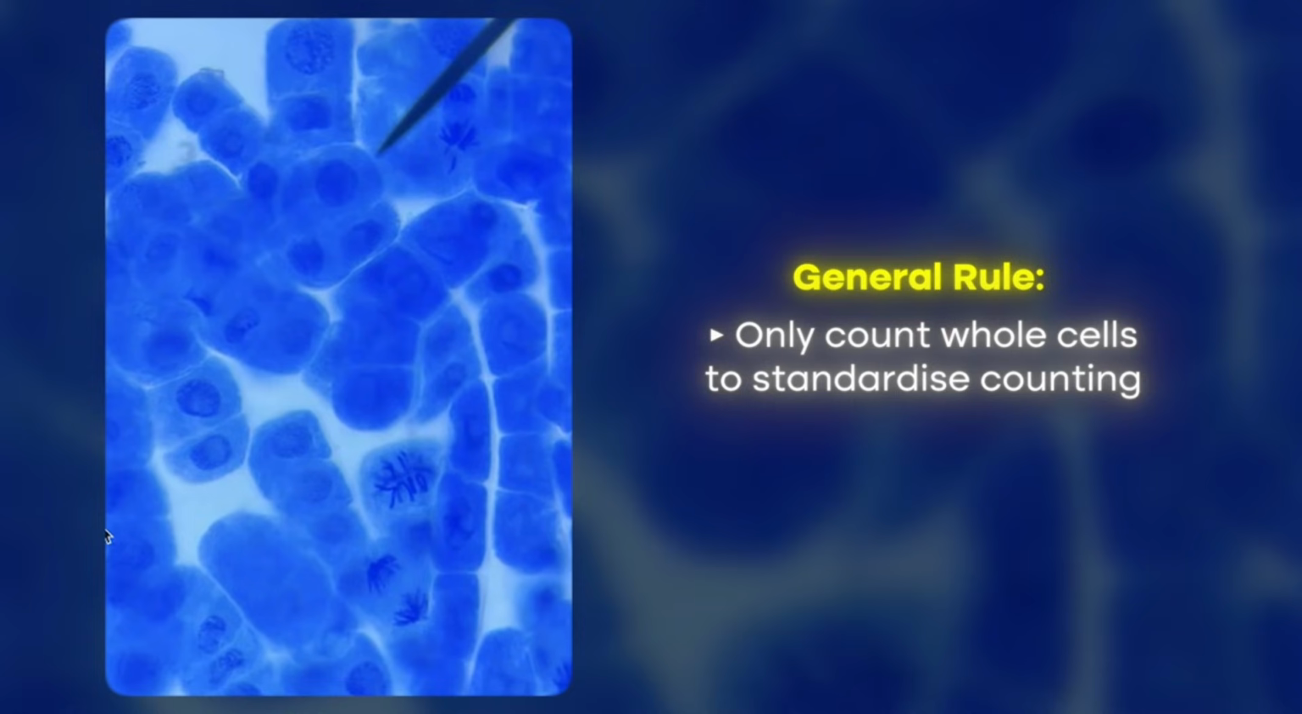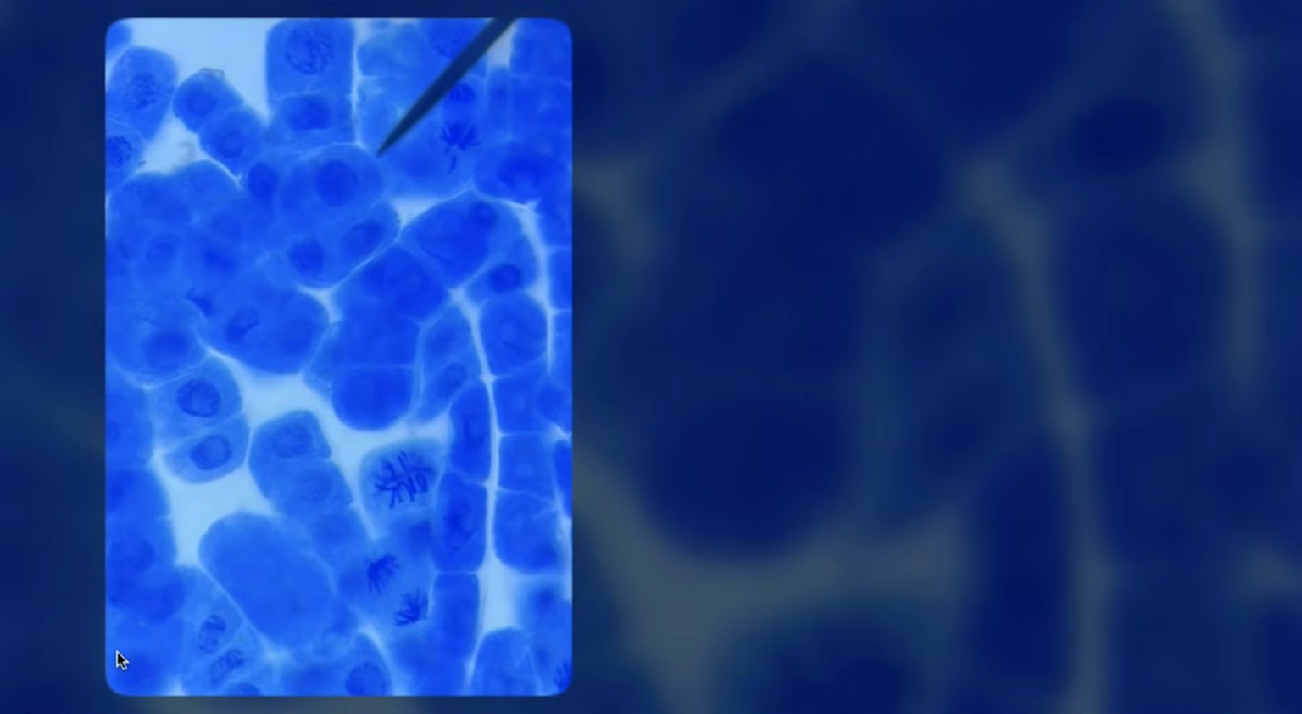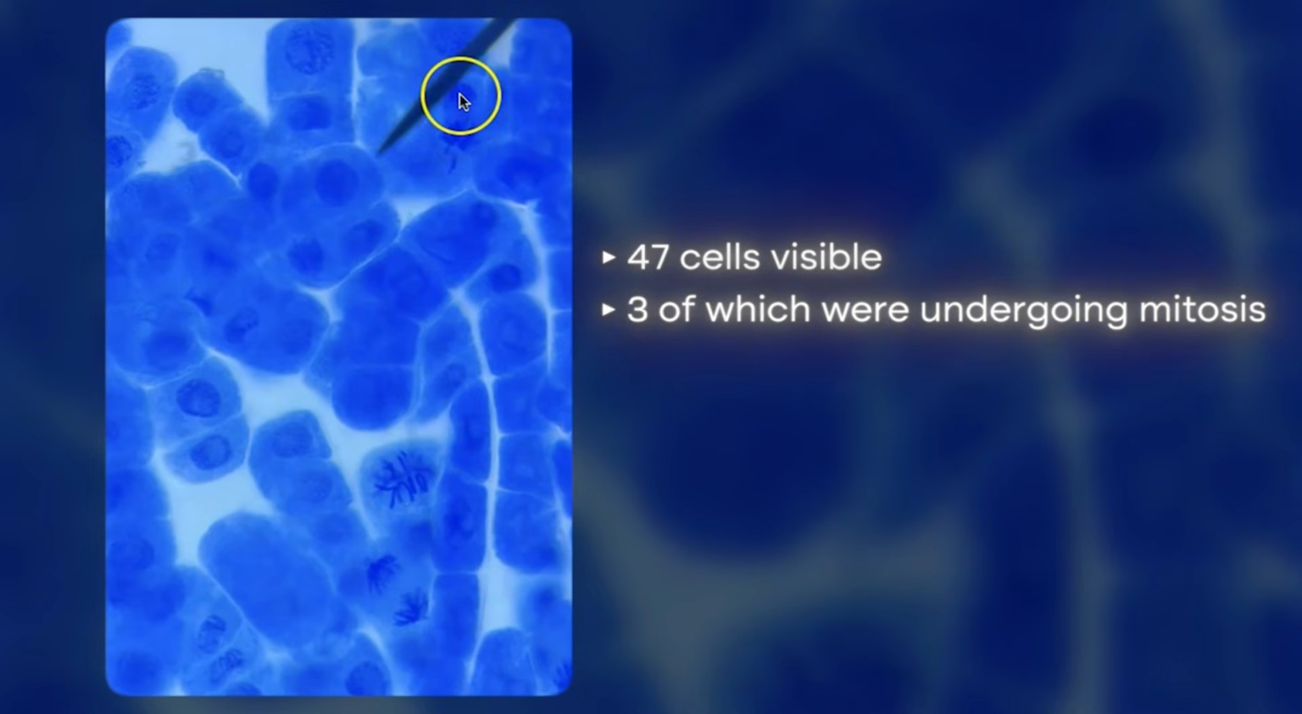That is where I've gone through and counted all of the complete cells. So these I didn't include as completed cells because you can't see the whole thing. And I had 47. And then I've got 1, 2, 3 cells that are in mitosis. We've got anaphase, metaphase, anaphase.